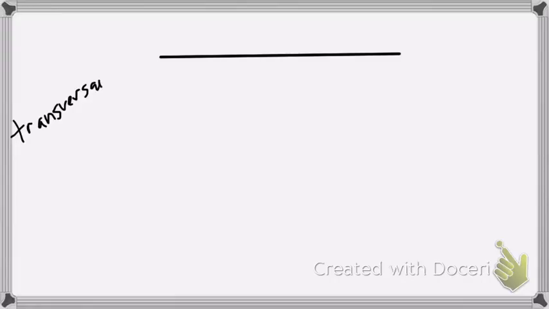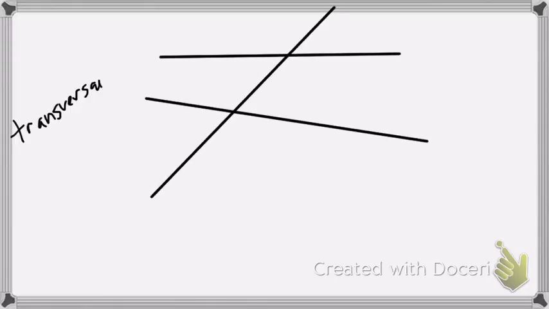Transversal, is any line that touches two or more lines at specific points. So it's got to be a straight line through two other straight lines. Or at least it's got to be a straight line through two other lines and only touch in one place.